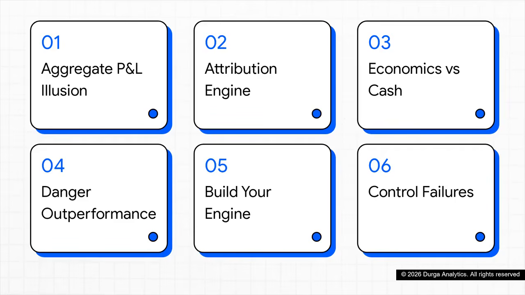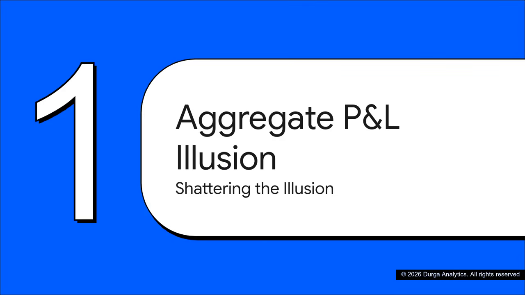So here's our roadmap for today's diagnostic deep dive. We'll start with the aggregate P&L illusion, deconstruct the attribution engine, look at the clash between economics and cash in Europe, explore the hidden dangers of outperformance in the US, build the engine ourselves, and finish up with some fascinating case studies in control failure. Okay, Section 1. Let's shatter this illusion of the aggregate P&L.